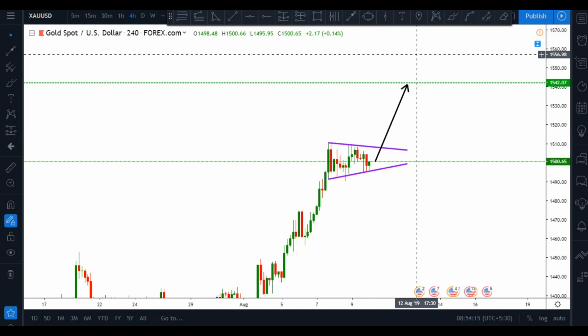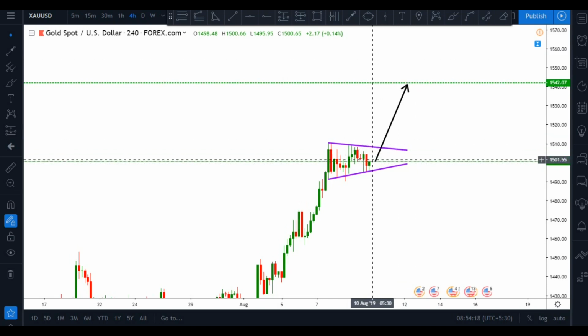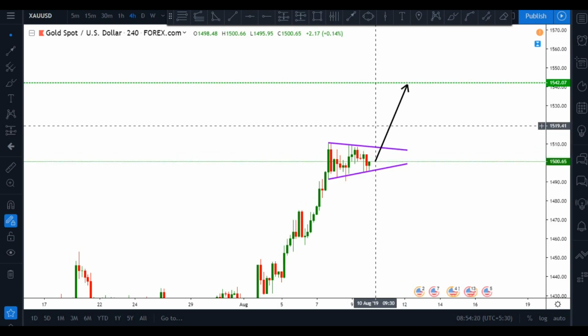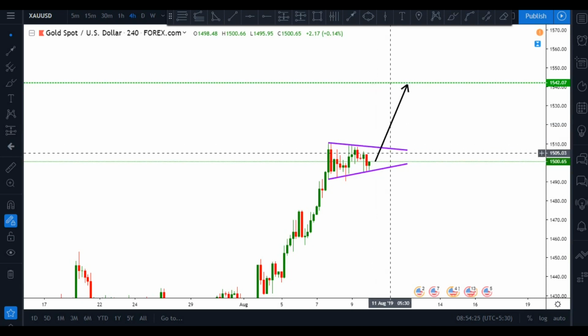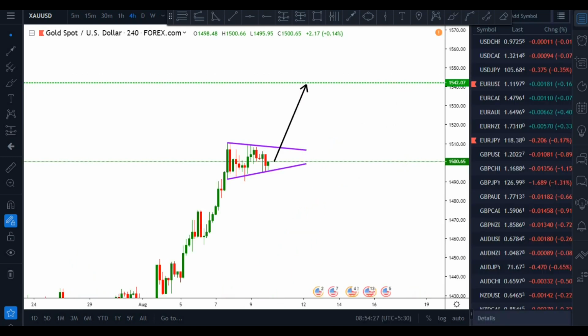If this breakout occurs with higher momentum, you can just enter this market without waiting for a pullback. Alright, that is the analysis of gold dollar, and let's move on to the euro dollar.